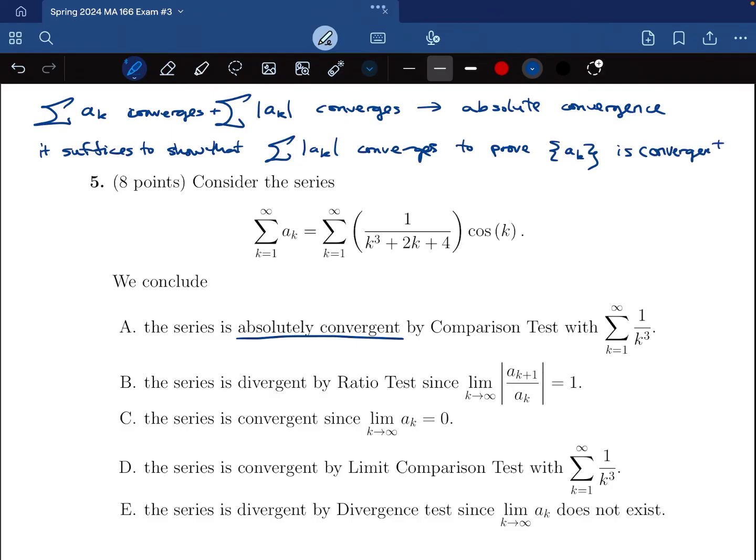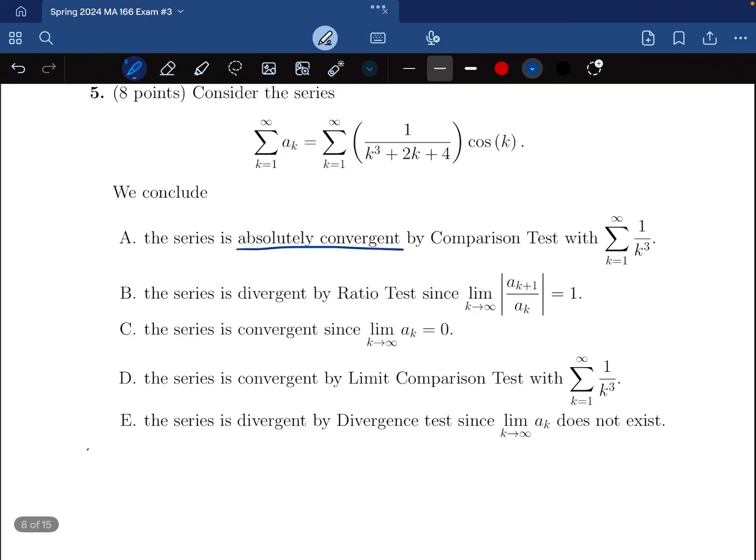Alright, so first thing we'll do is, let me scroll down, we'll find the absolute value of each term in the series. Okay.